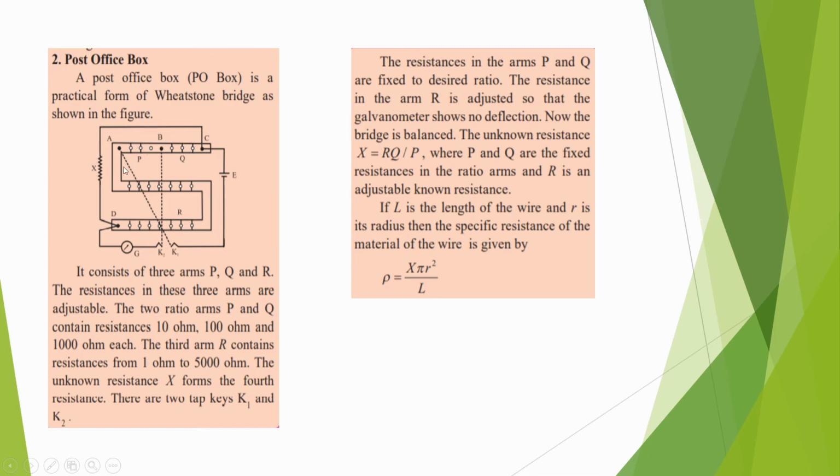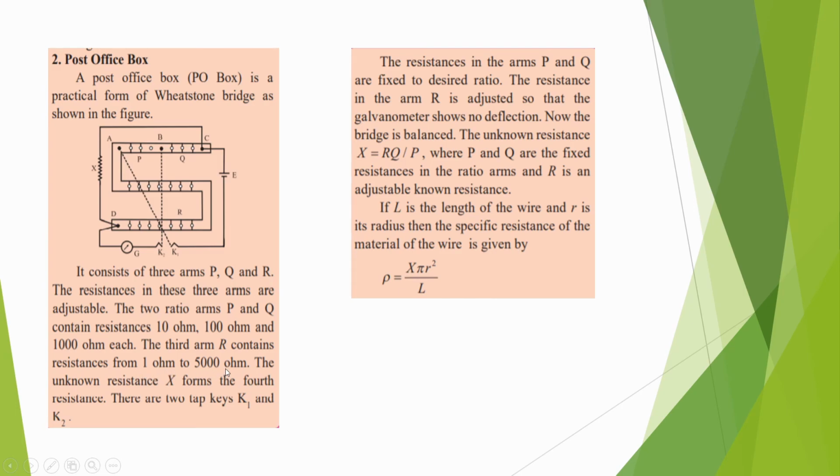These are the two ratio arms, this is P and this is Q. These arms can contain the resistances 10 ohm, 100 ohm and 1000 ohm each. The third arm R contains resistances from 1 ohm to 5000 ohm. This is R, and it can start from A to D. So the third arm R can contain resistances from 1 ohm to 5000 ohm.